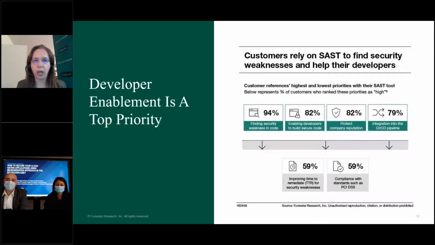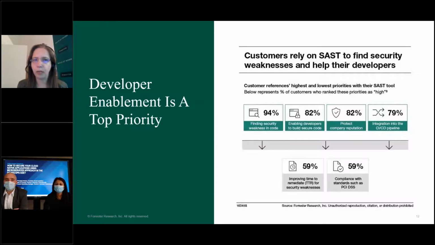You know, I recently completed the Forrester Wave for static application security testing. And we asked some of the SaaS customer references, what's your top priority? Why are you purchasing a SaaS tool? What is it that you're hoping to accomplish? And yes, some of the answers are what you would expect. We want to find vulnerabilities. We want to protect the company. But 82% of respondents wanted to make sure that they were actually enabling their development teams, that they are helping their developers to build secure code.